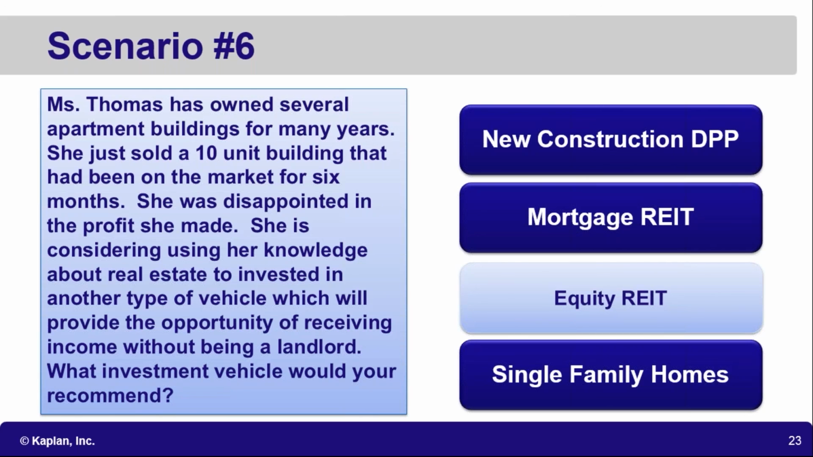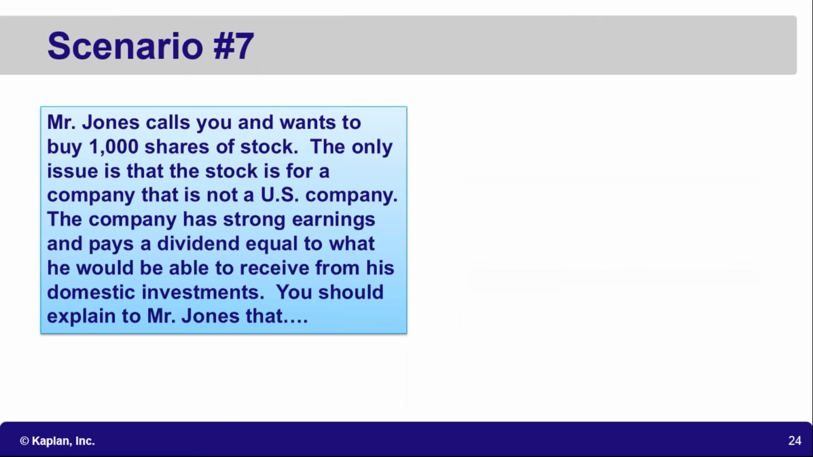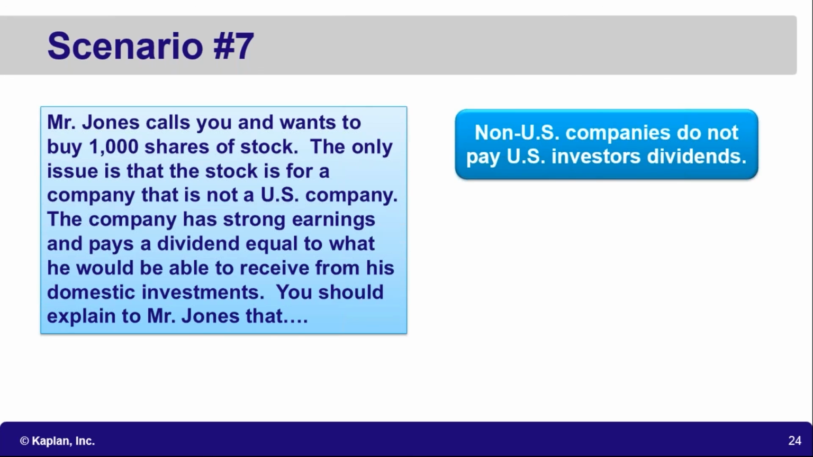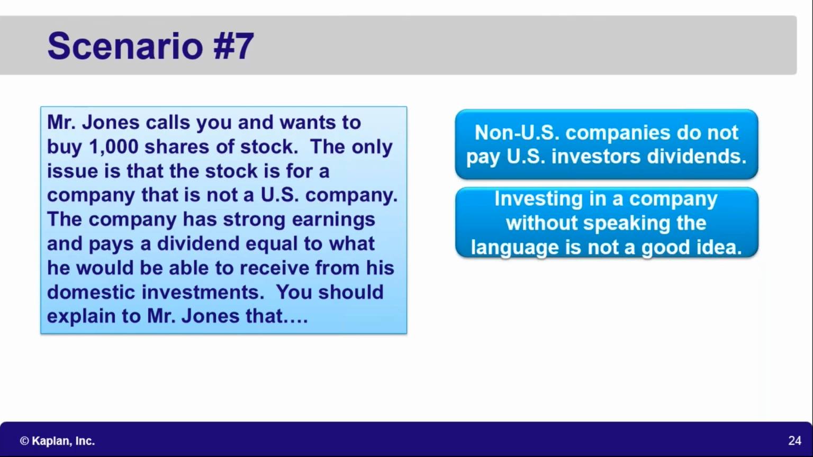Mr. Jones calls you and he wants to buy 1,000 shares of stock. The only issue is that the stock is for a company that's not a United States company. The company has strong earnings and pays a dividend equal to what he would be able to receive from his domestic investments. You should explain to Mr. Jones that non-US companies don't pay US investor dividends. Well, yeah, we said companies from other countries can pay dividends to you. Investing in a company without speaking the language is not a good idea. Well, yeah, I guess there's some validity to that, but not necessarily. A lot of our business world globally is in English. So my guess is he probably wouldn't have a language barrier there.